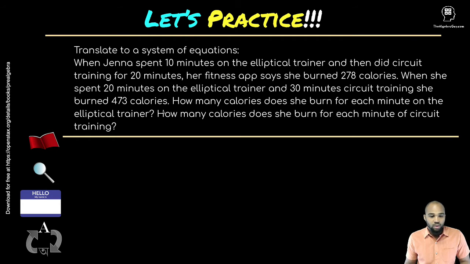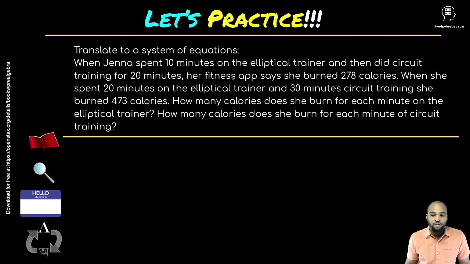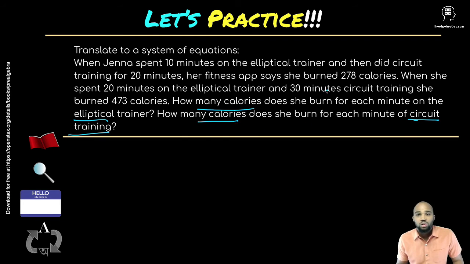All right, a lot of words here. When Jenna spent 10 minutes on an elliptical trainer and then did circuit training for 20 minutes, her fitness app says she burned 270 calories. Now, what I would do, honestly, with a paragraph that's this big, is I'm going to go straight down to the question, because you'll get to reading and not really understand what you're looking for. So what are we looking for? So we're looking for the number of calories she burned on the elliptical trainer and the number of calories she burned on the circuit. So now I know which two pieces we're talking about.